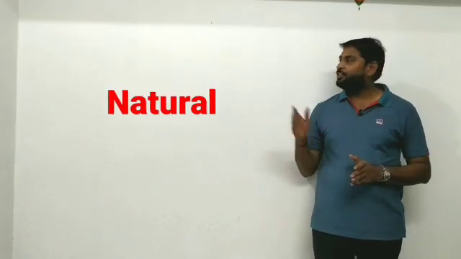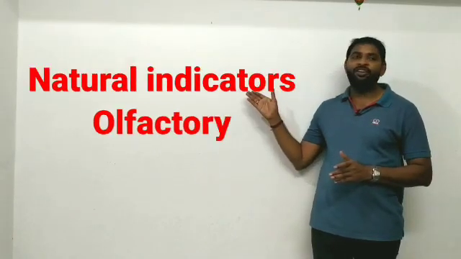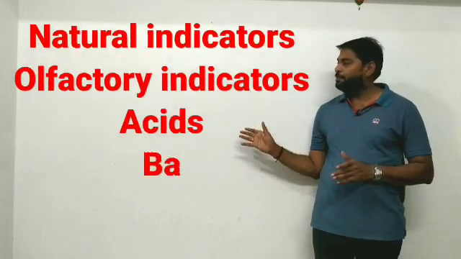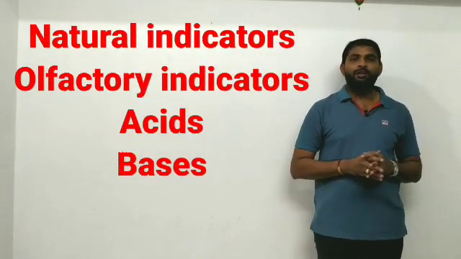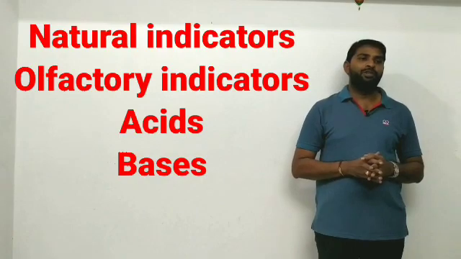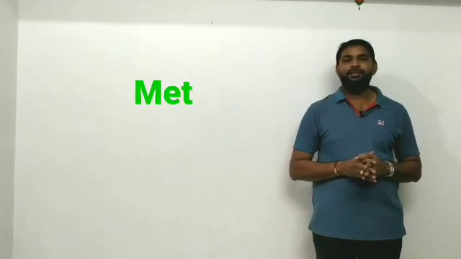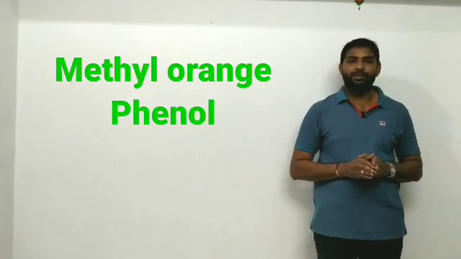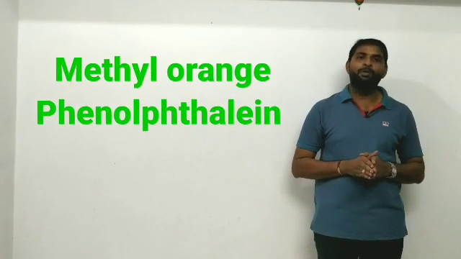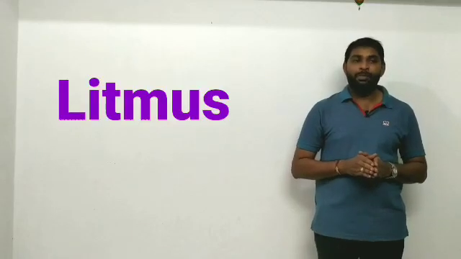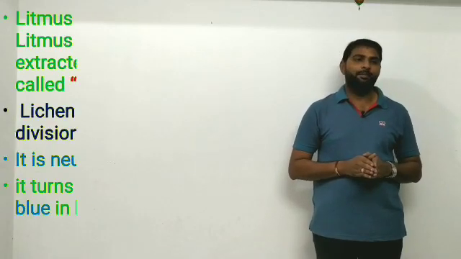In this session we are going to discuss natural indicators, olfactory indicators, acids and bases. In our previous session, we discussed indicators, especially synthetic indicators like methyl orange and phenolphthalein, and also litmus. But litmus is a natural indicator.